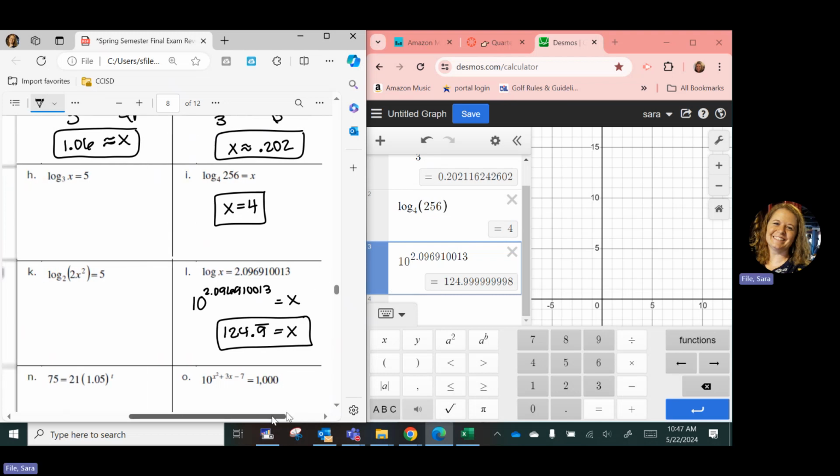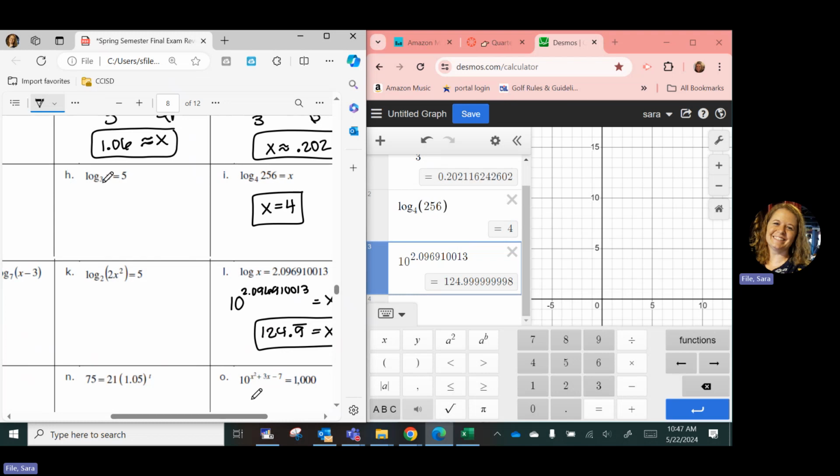Let me scroll over and we'll do H and K here. Okay, so 3 is my base, so it's base 3 to the power of 5 equals x. So that's just 3 to the 5th power. When you type that in, you get 243.